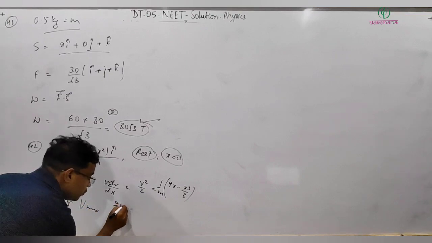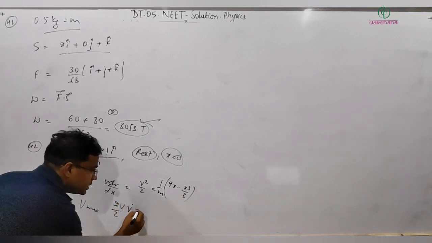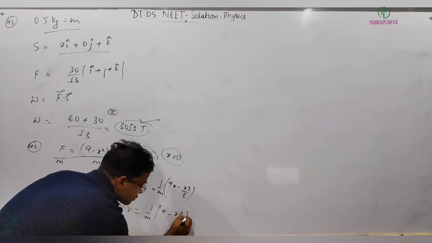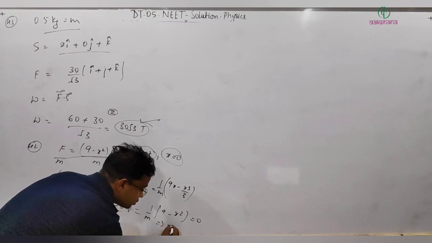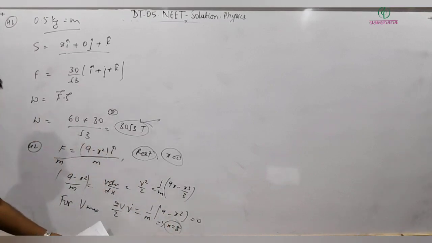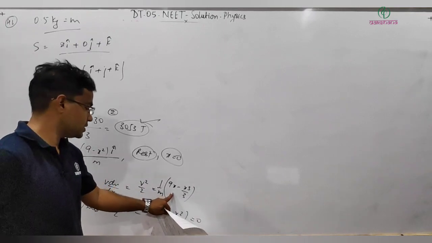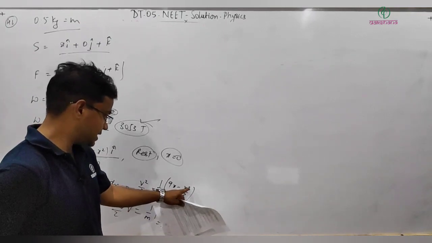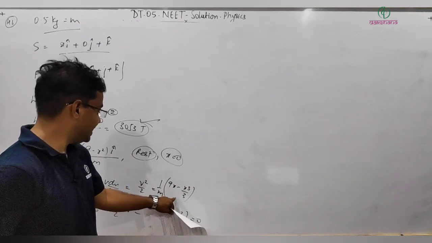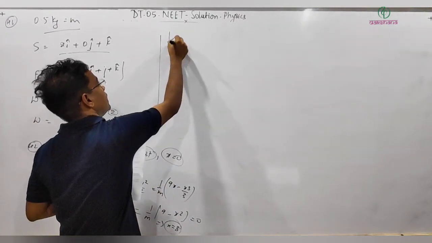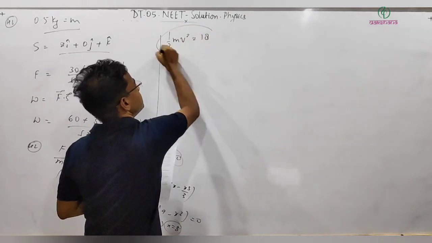So this is 2v by 2 into v prime is equal to 1 by m into (9 minus x square) equal to 0. This implies x is equal to 3. So I can get at x equal to 3, velocity will be maximum. Substituting here x equal to 3, it will be 27 minus 9, so that comes out to be 18. So the maximum kinetic energy is half m v square, and that's coming out to be simply 18.